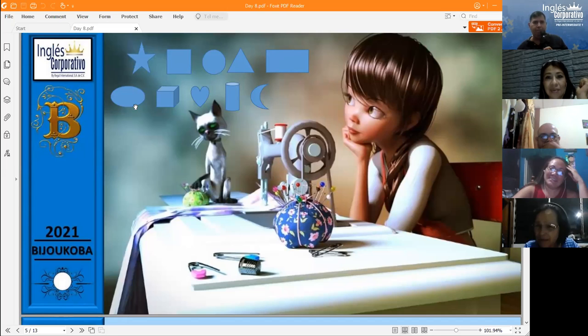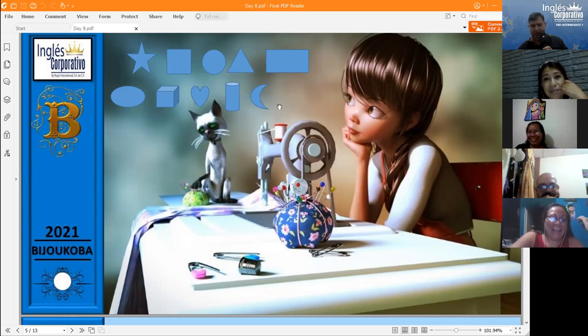This is a rectangle, and this one? Ellipse. I don't know what it means in English. An oval. Oval. It's oblong, it's oval, and this one? Cube. This is a cube. This one? Heart. This one is a? Cylinder. Excellent. Right, Olga? It's a cylinder. What about the next one? It's the moon. Moon shape.